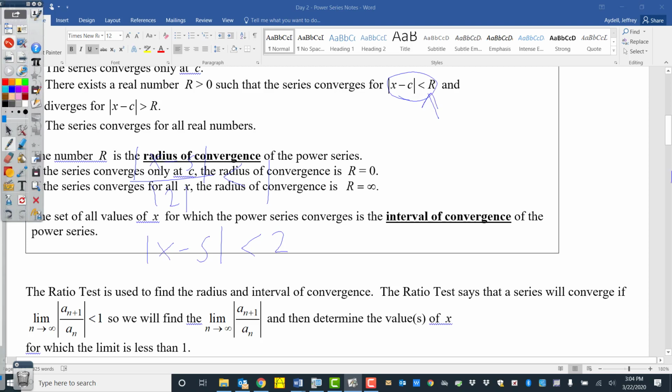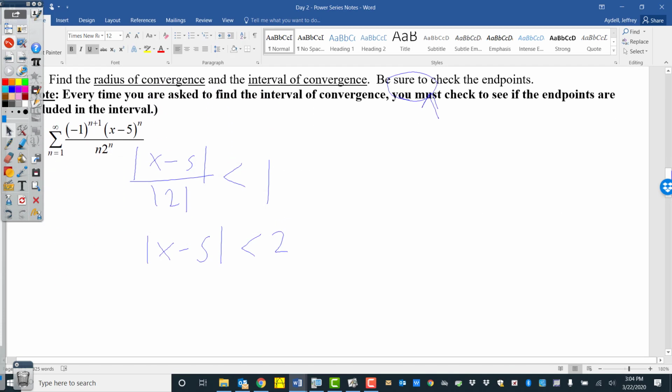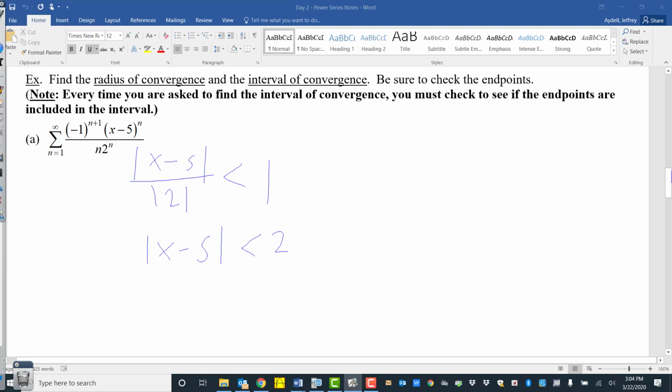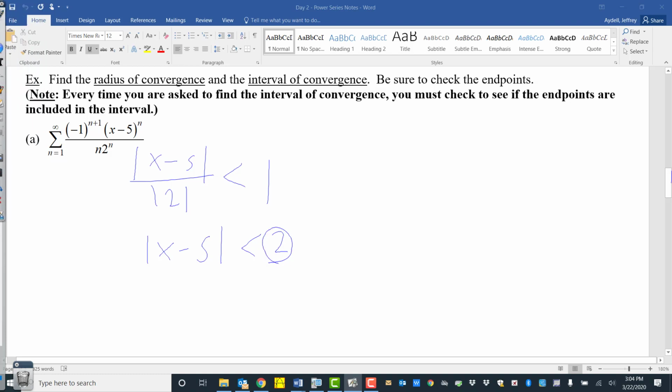So, to go back down to what we're asked for: radius of convergence and interval of convergence. We have the radius of convergence right now. That's this part right here. That's our radius. So r is equal to 2. Now we need to find the interval of convergence.